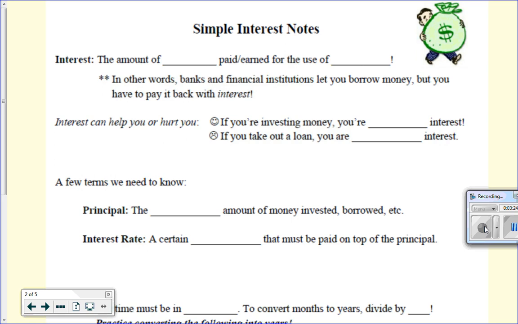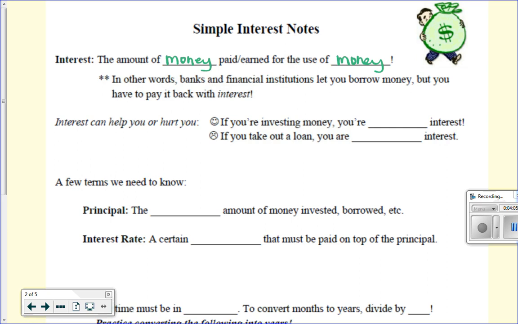All right. What is interest? Interest is the amount of money paid for the use of money. If you had to get a loan, right? Or it can be the amount of money earned because you put it in a savings account and you're earning interest. You're earning money on what you invested. So in other words, banks and financial institutions let you borrow money, but you have to pay it back with interest, okay? Because if you're going to borrow money, they're going to charge you interest for borrowing their money.